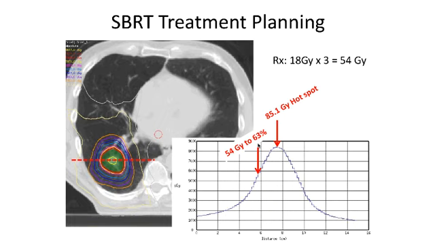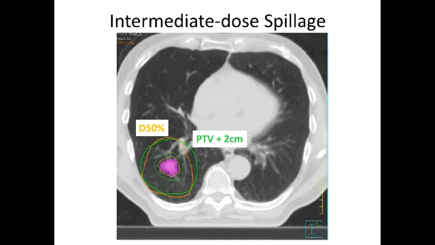So we do have to look at normal tissue dose, and there are some metrics that help guide us with that. One is the conformity index, defined as the volume of a particular isodose line divided by the volume of the PTV. And then another series of metrics quantifies the spillage of low dose into normal tissue. So let's look at a couple of those.